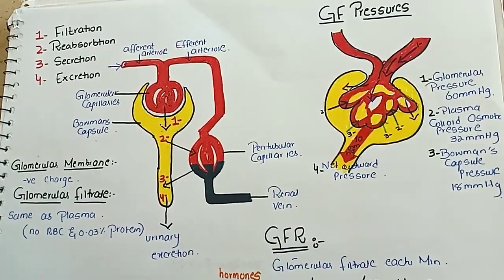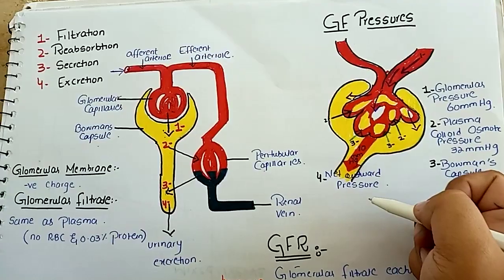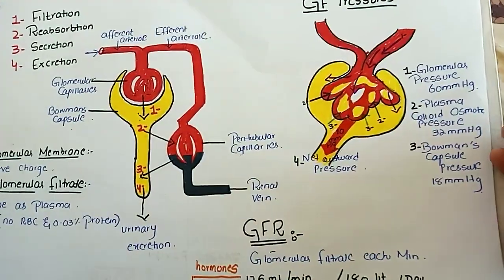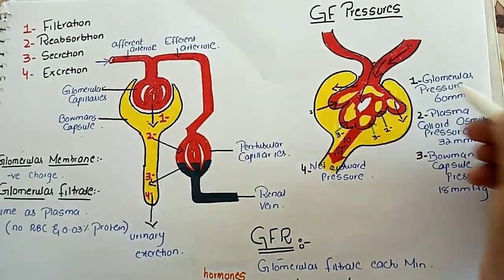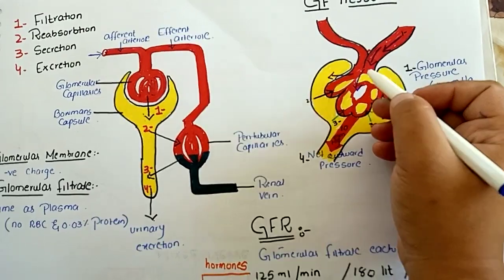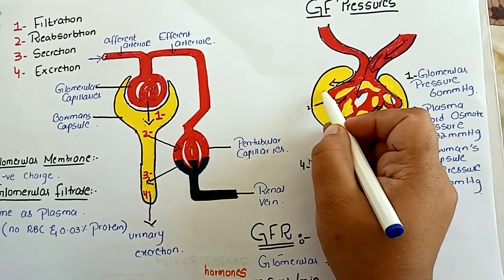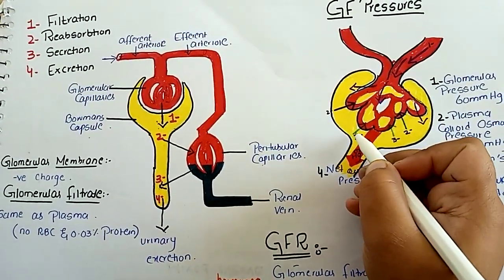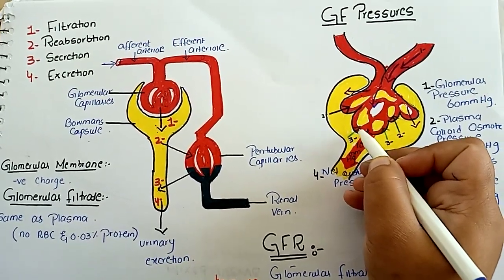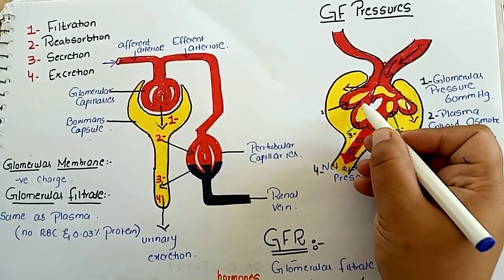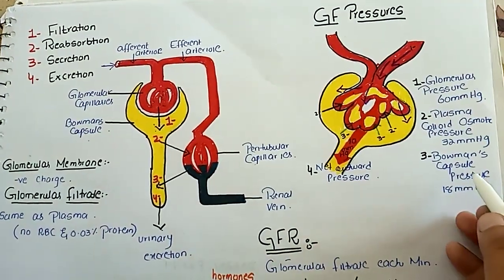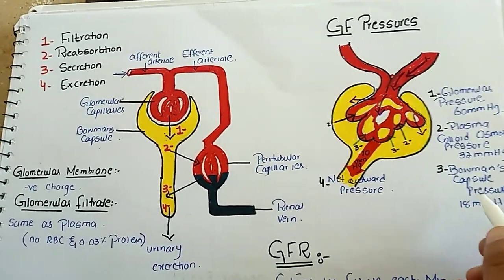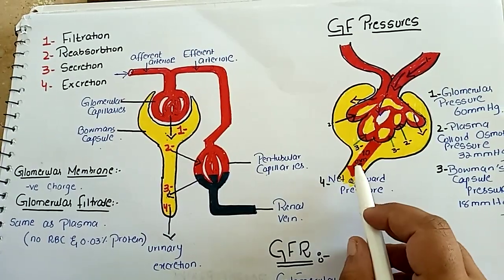Now I will explain the four forces which are responsible for these steps in the process of urine formation. The first one is the glomerular pressure, which is 60 mmHg, and it is the pressure which forces the plasma to move from the glomerulus into the Bowman's capsule. Then the plasma colloid osmotic pressure, which is 32 mmHg, is the inward or opposing force which opposes the movement of plasma from the glomerulus into Bowman's capsule. The Bowman's capsule pressure is also an opposing pressure, and its value is 18 mmHg, and the final one is the net outward pressure, which is 10 mmHg.